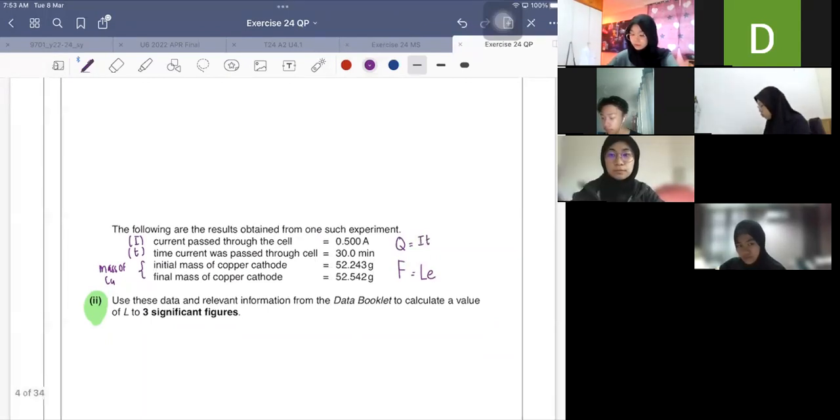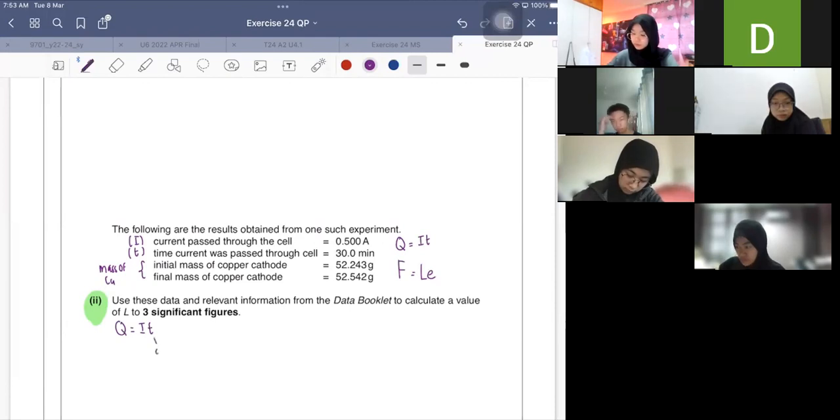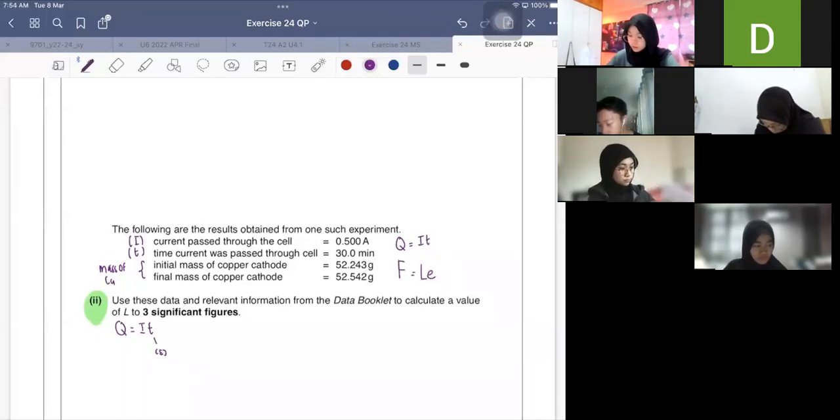First I want you to find Q equals IT, where the T has to be in seconds. I'll let you do the calculation. I have the answer straight from the mark scheme, so I'll just check if you agree with the answer. Make sure that you change the time: the current is okay because it's already in amperes, but the time needs to be converted to seconds.